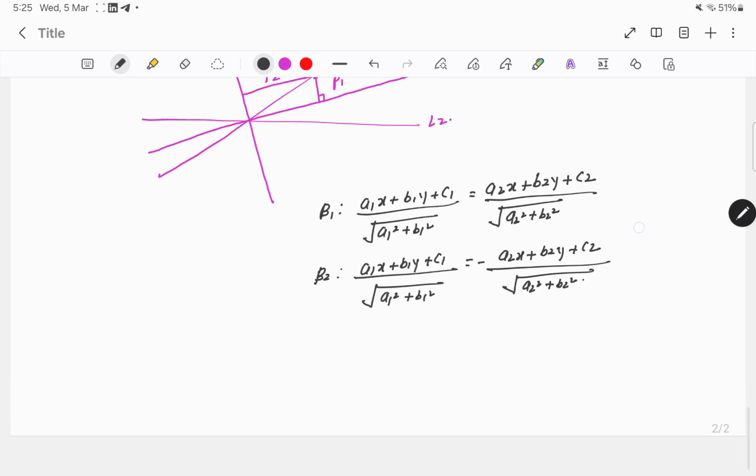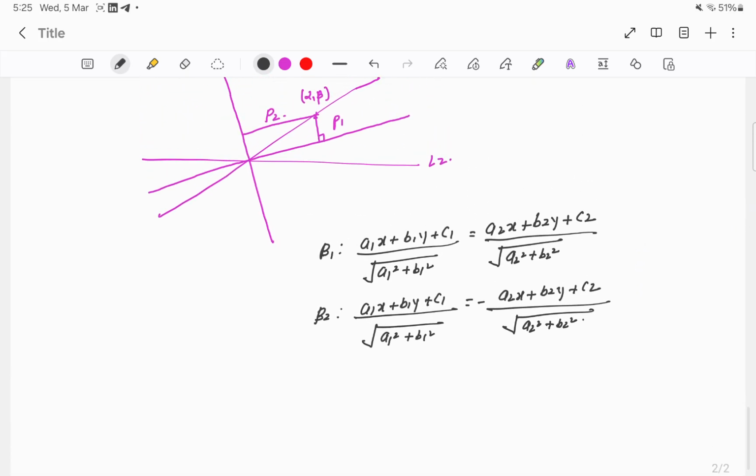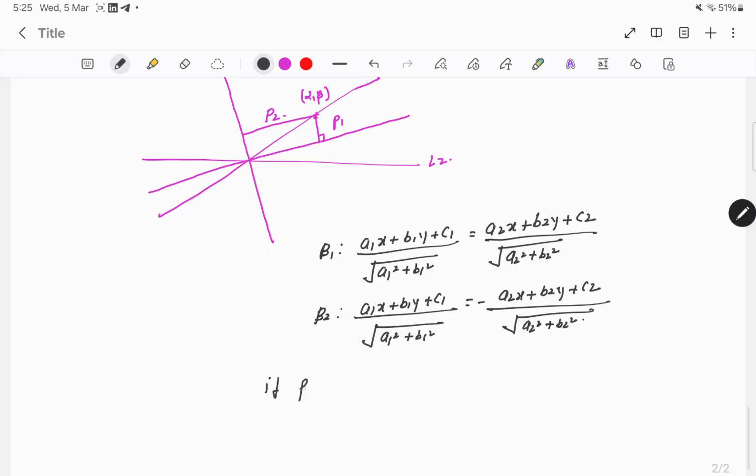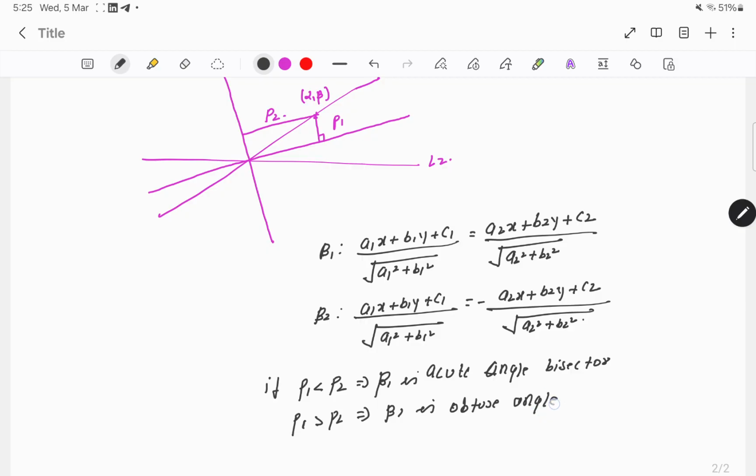Now simple, find the perpendicular distance. There is no need to worry. If P1 is less than P2, then beta 1 is the acute angle bisector. If P1 is greater than P2, then beta 1 is the obtuse angle bisector.